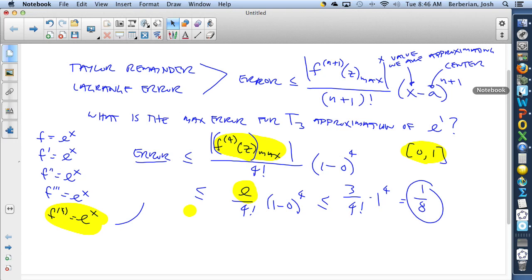Great. Where did you get the 1 minus 0? I know where the 1 comes from, but the 0, that's just a? Yep, it's a, which is the center.